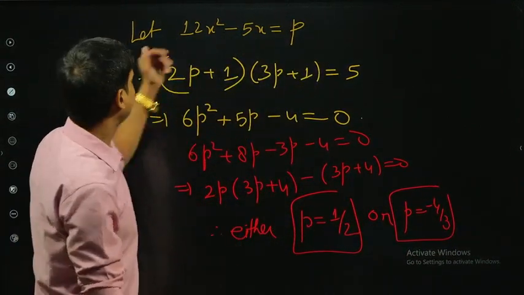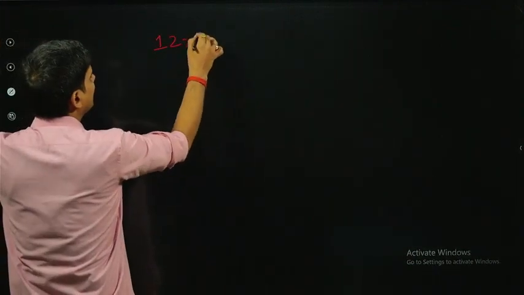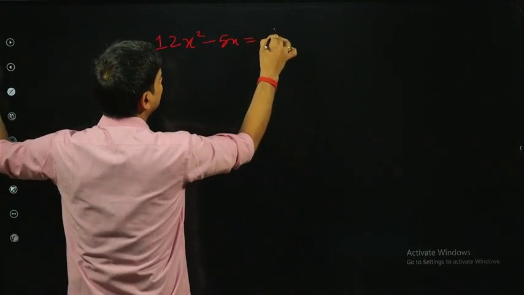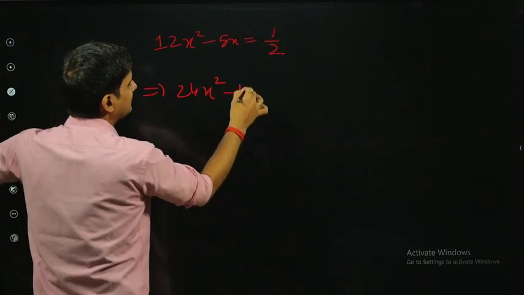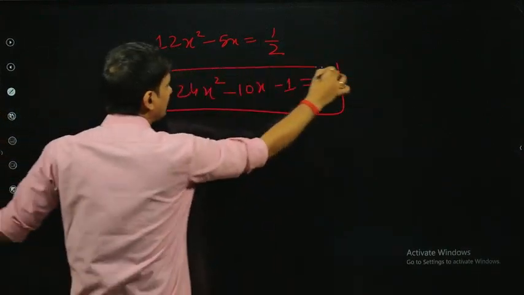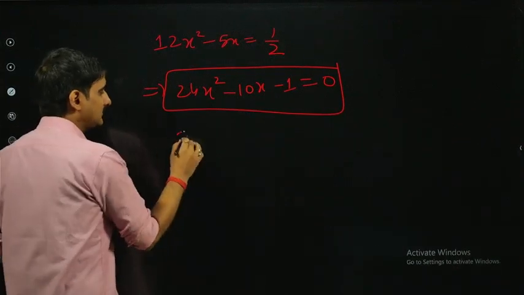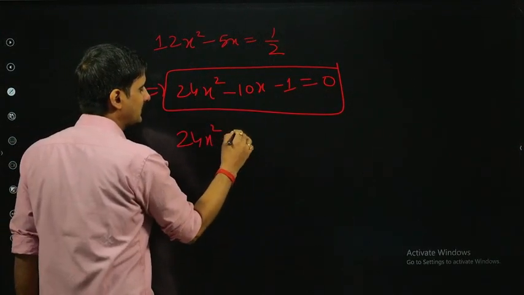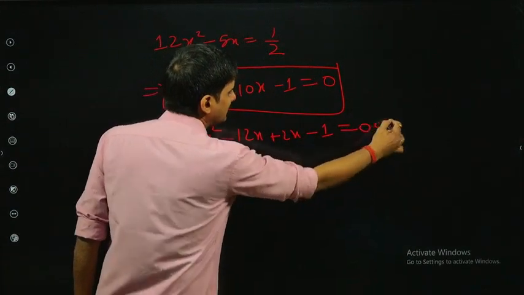So now you have two direct simple quadratic equations. So 12x square minus 5x is equal to half. So 24x square minus 10x minus 1 equal to 0. So 6, 4, 24, 12 and 2 will work, no? 24x square minus 12x plus 2x minus 1 equal to 0. Now you can solve it.